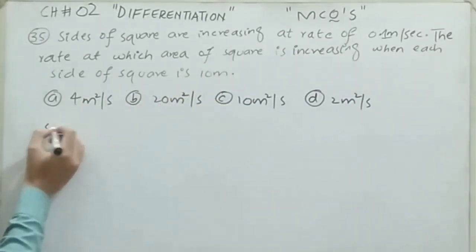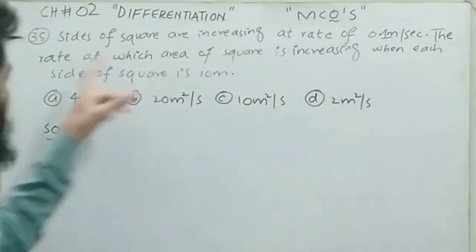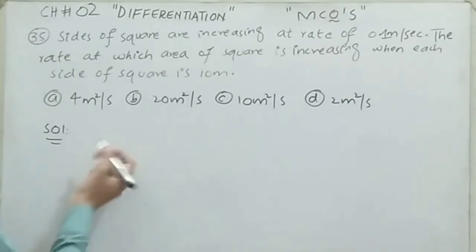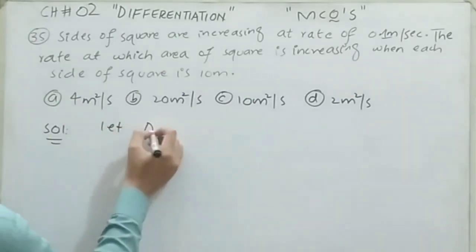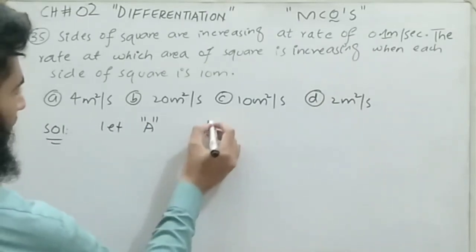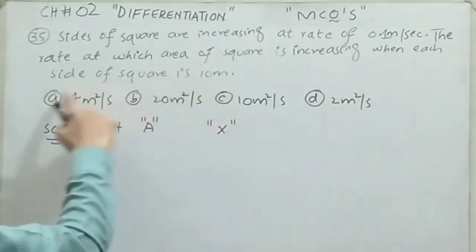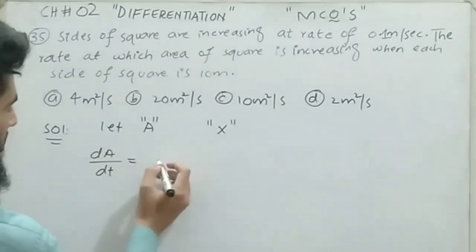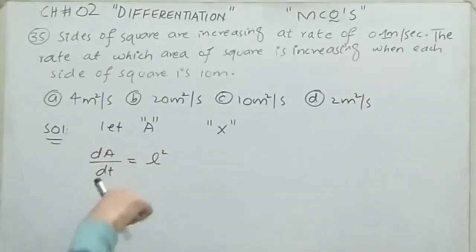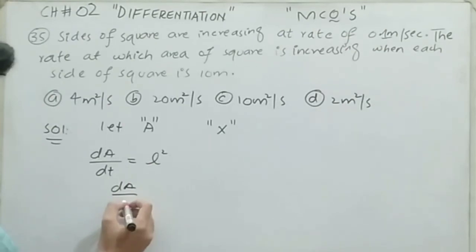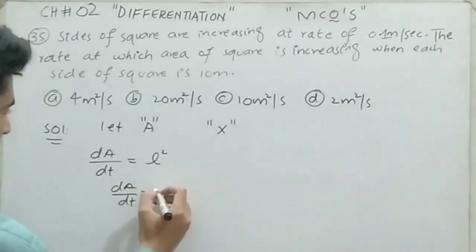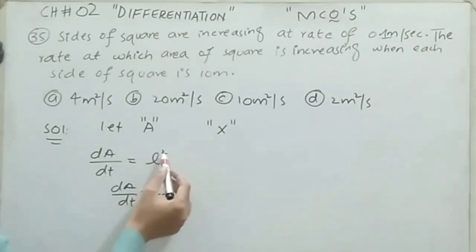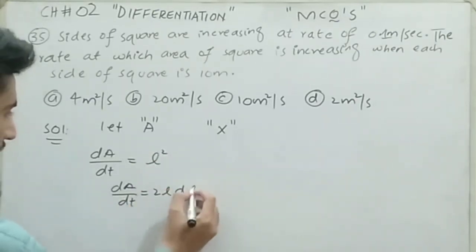This question is a little bit complicated. We need to find the rate at which the area of the square is increasing. So let's suppose the area of the square is represented by A, and the side of the square is represented by x. So dA by dt is equal to, you know that the area of the square is L square. Now take the derivative, so dA by dt will be equal to 2L, because we use the generalized power rule, and also take the inner function derivative dL by dt.